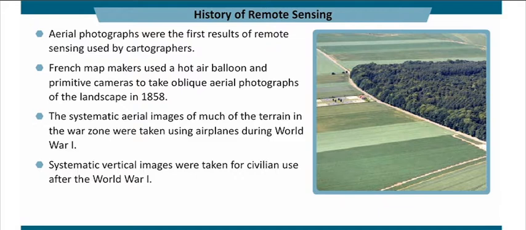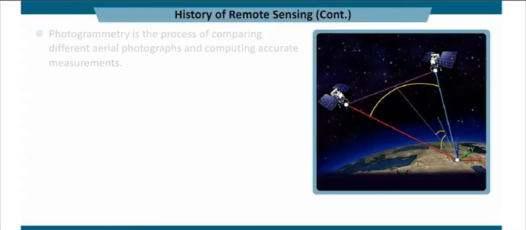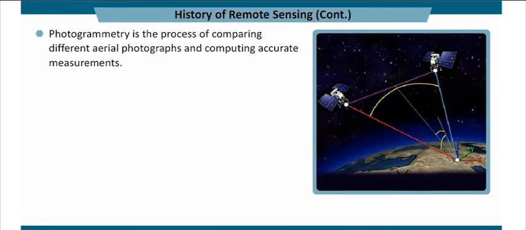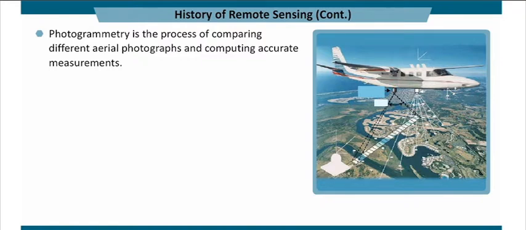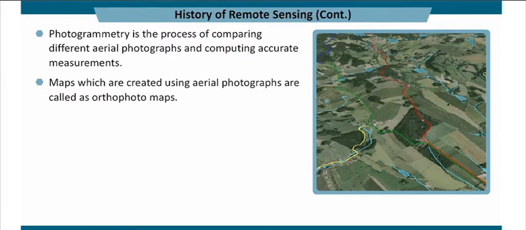The cartographers created accurate and detailed maps of different territories, comparing the photographs taken at different angles. Photogrammetry is the process of comparing different aerial photographs and computing accurate measurements. Maps which are created using aerial photographs are called orthophoto maps.